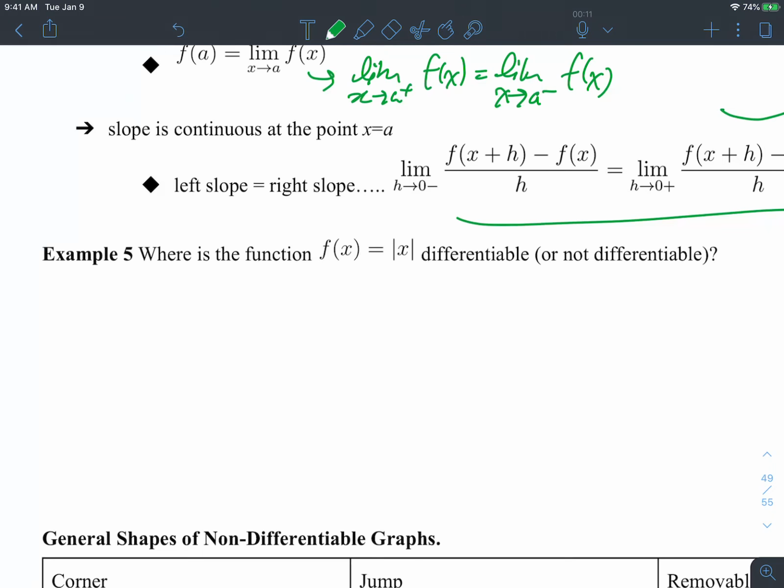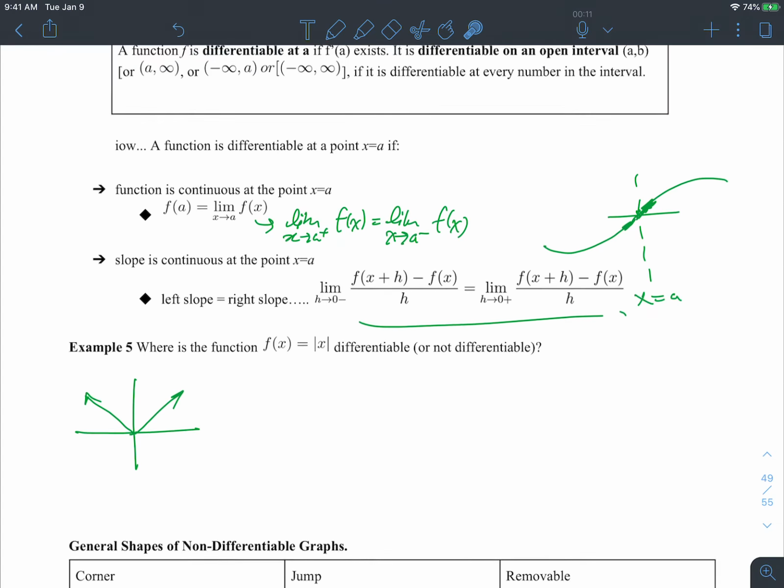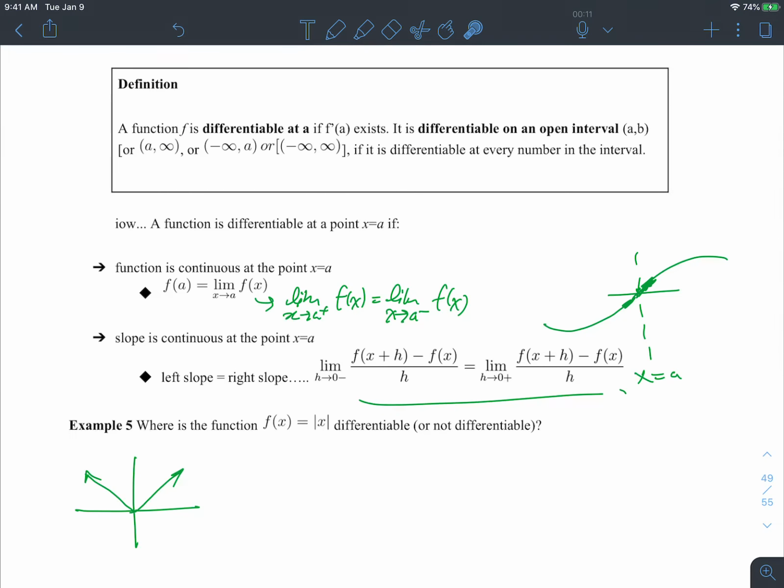And immediately when you draw the picture, you can tell right away, to the left of 0 it's a straight line. It's a form of polynomial. To the right is a straight line, so it's continuous. But what about here? Is that differentiable? The key word that I want you to look at is that the slope from the left and the right has to be the same.